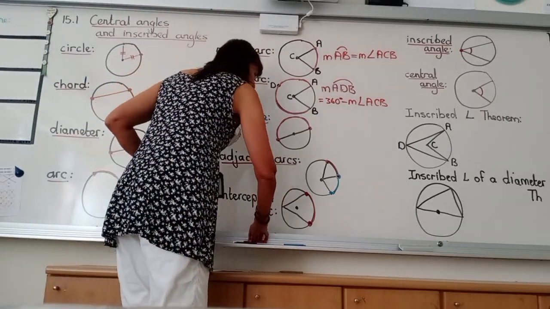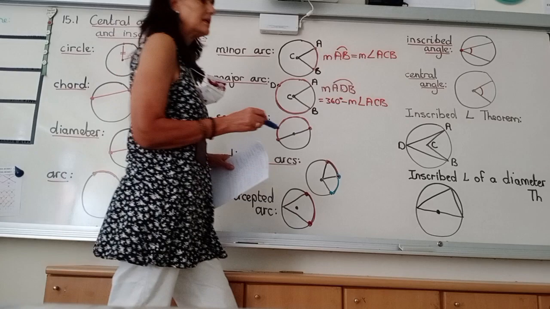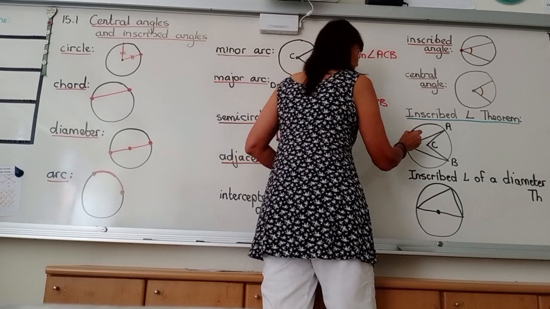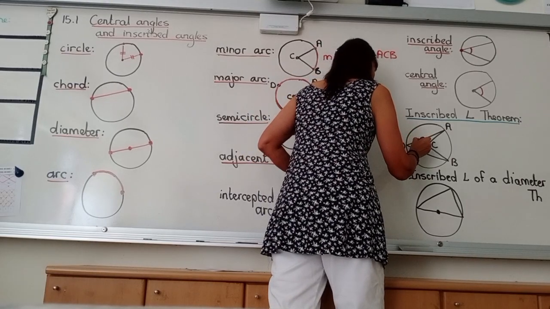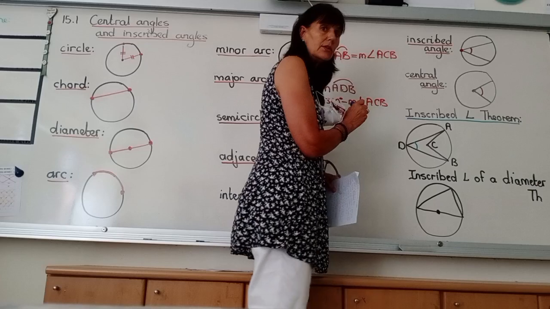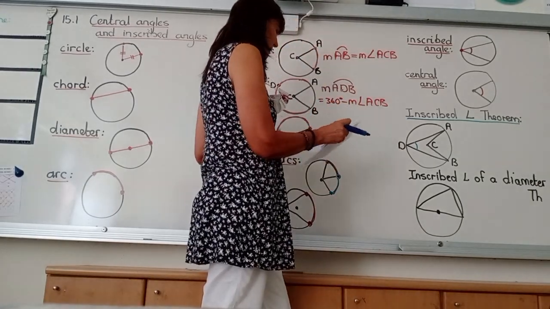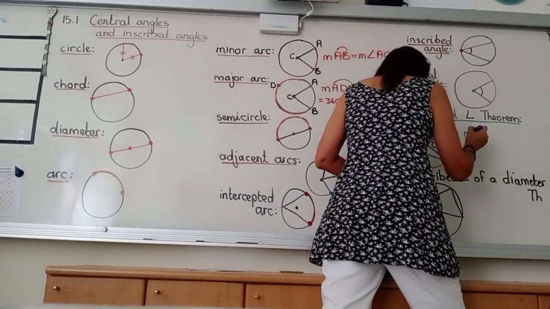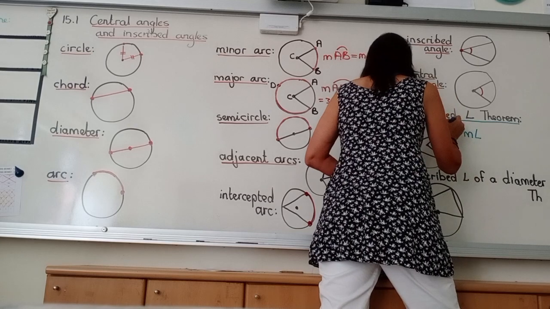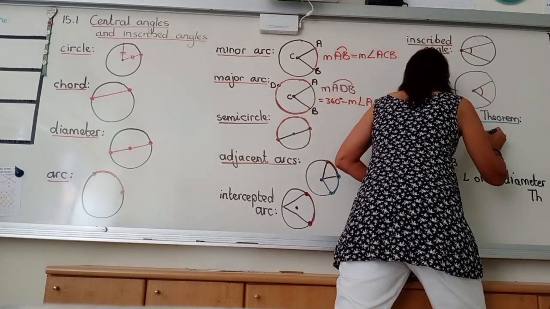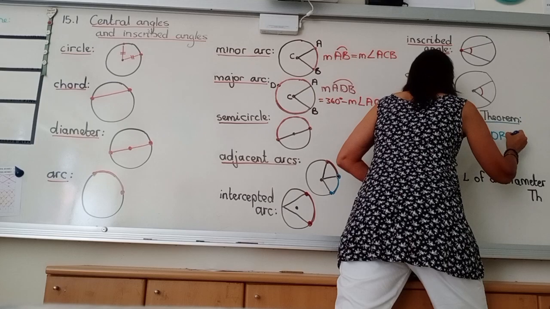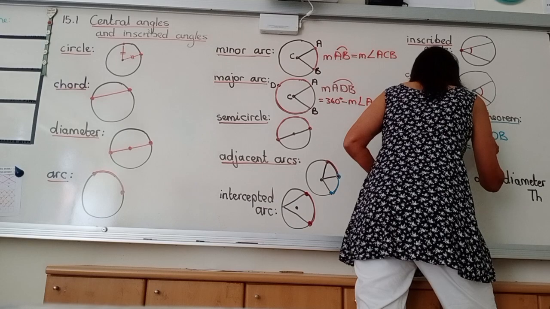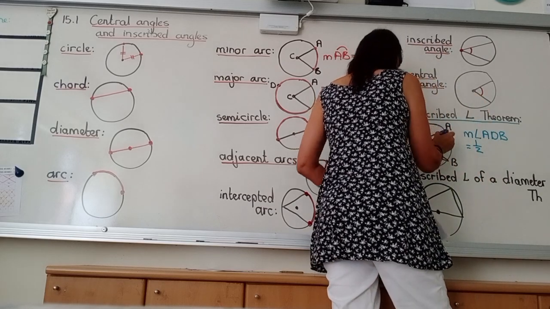Now there are two theorems that we're going to work with. The inscribed angle theorem. My inscribed angle is this one here, the point D, that's on the circle. And this theorem tells us that the measurement of the angle ADB, that's the inscribed angle's measurement, will be equal to half of the central angle.